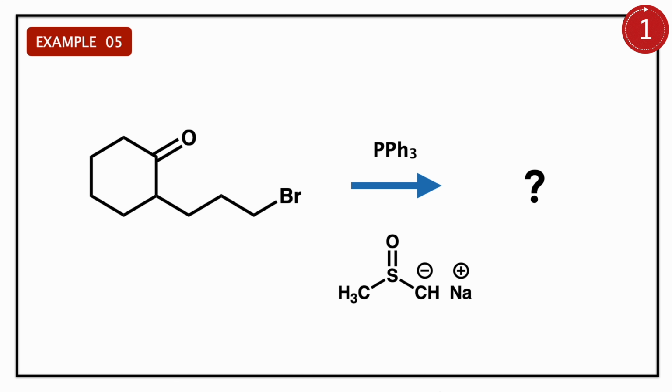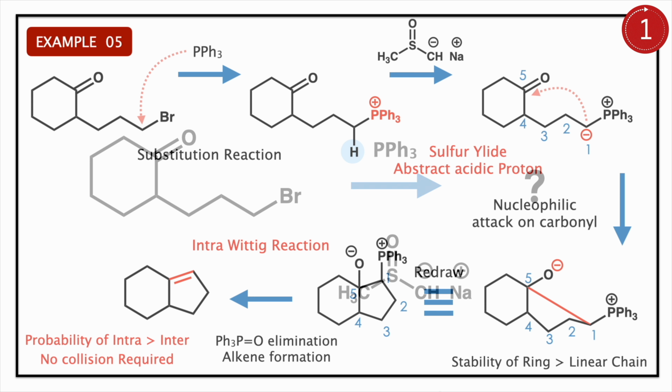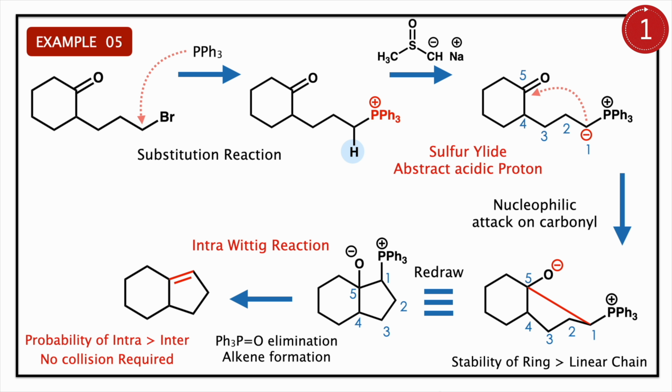Then the next example. Here you have cyclohexanone with a bromine at the alpha position, a long chain compound, phosphine, and a salt is there. You should find what will be the final product. Here you may wonder where is the Wittig reaction. First step you should form the ylide. For the ylide formation, you have just substitution of bromine by phosphine.